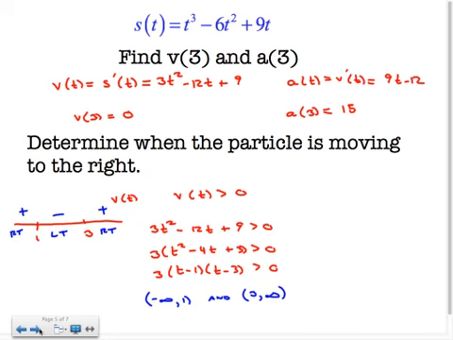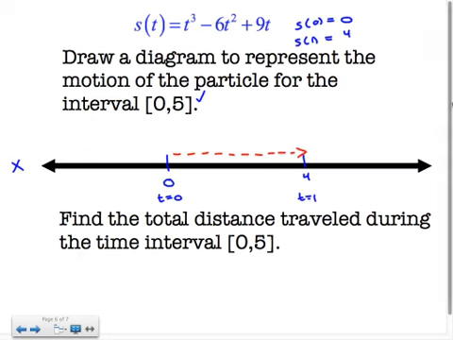The beast travels to the left until time equals 3. So where does it head to? Well, let's find out. S of 3 will tell us where it is, which is 27 minus 54 plus another 27, which is 0. So it turns around and heads back to the origin. So from here, we go back to the left. Here we are. Now, what's the time when this happens? It's at time equals 3, little t equals 3 up here above it.